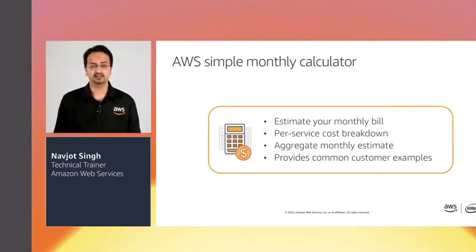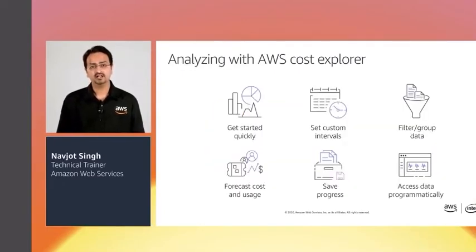The Simple Monthly Calculator is a tool that can be used to estimate cost in AWS. You specify the region you want to run your workload in, select the various services you wish to consume, such as EC2 and S3, and the calculator will provide an estimate of the AWS charges per month. AWS Cost Explorer is a tool that can be used to analyze AWS expenditure. The tool can also forecast what the expected spend is based on the current usage of AWS services.